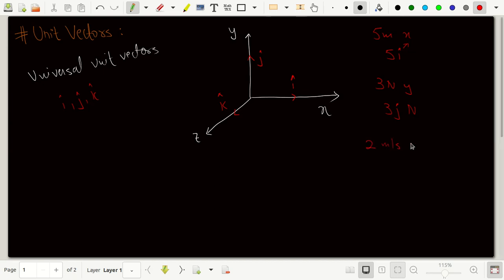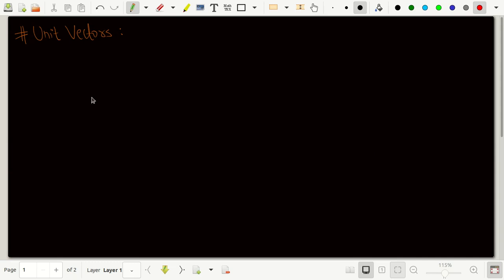And if I say 2 meters per second in the z direction, if I am moving along the z axis, I say that the velocity is 2k cap, and the meter per second goes here. So it is 2 meters per second along the z axis or along the z direction. We must make a note of a thing here: we calculate the unit vector of a vector.